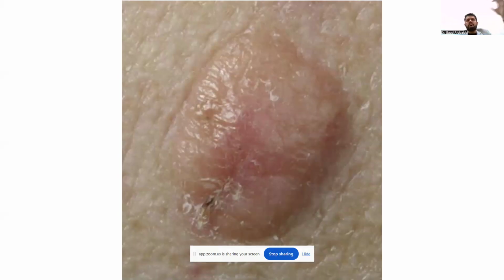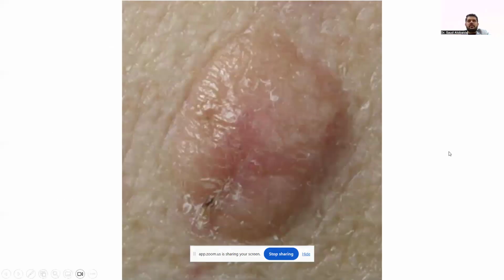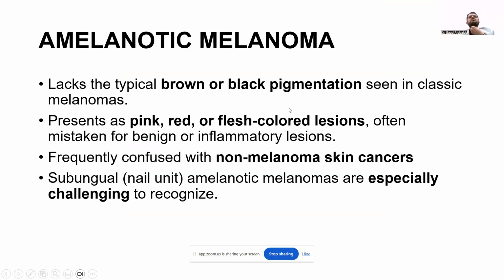Talking about melanoma, why is this not pigmented? This is why we call this amelanotic melanoma. One thing about this, I see this: you have a pigmented BCC that looks like a melanoma, and you have an amelanotic melanoma that looks like a BCC. So it lacks the typical pigmentation and presents as pink, red, flesh color. It's very difficult. Just a lesion that does not heal and it oozes and bleeds, that's usually how people complain about it. And imagine this being subungual, that makes it even worse.